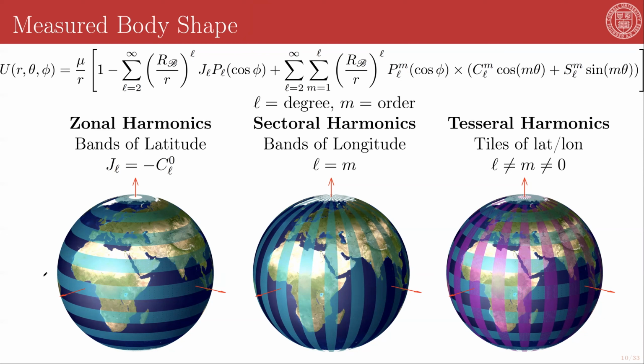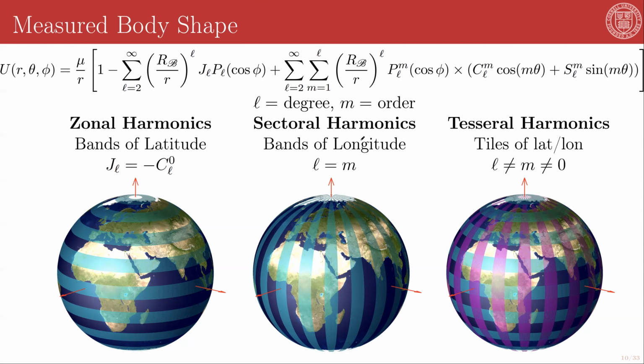And these are best understood as bands of latitude. J2 being the equatorial bulge, J4 being the two bands around it, and so on and so forth. So J sub L, by the conventions that we've set up, is exactly equal to negative the value of this coefficient CL0. Orthogonal to this are the sectoral harmonics.